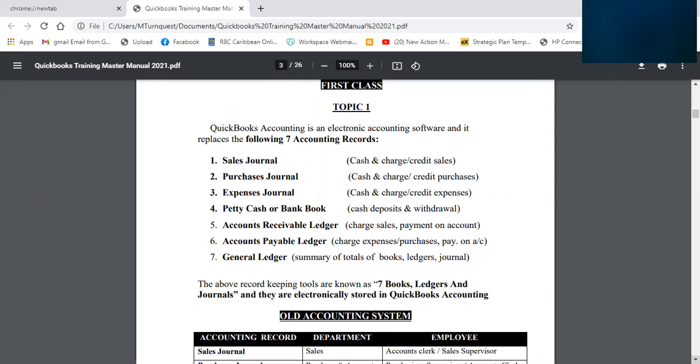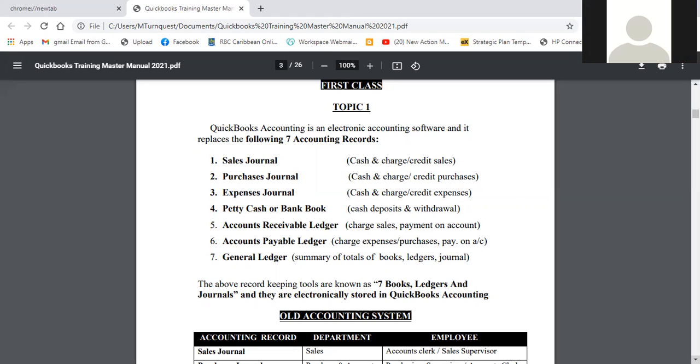these 7 accounting records, because in the past, when I was a junior accountant, by the way, I've been training QuickBooks for the past 22 years now, one of the first in the country. I've been all over the Family Islands, all over Nassau, all over the place. Yeah, I trained thousands of people.